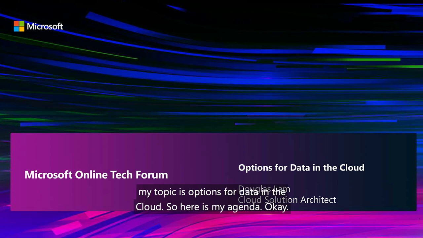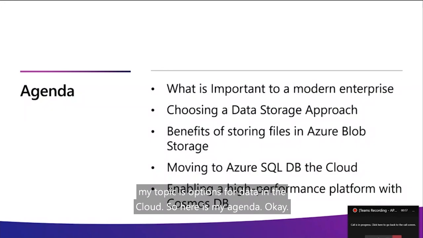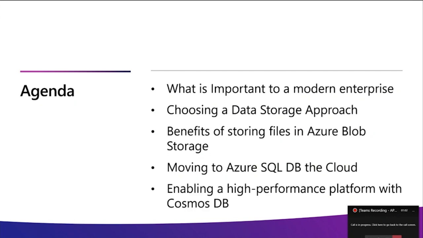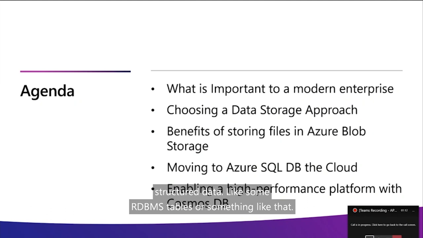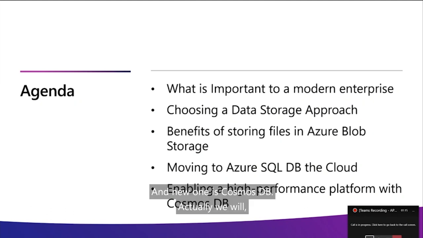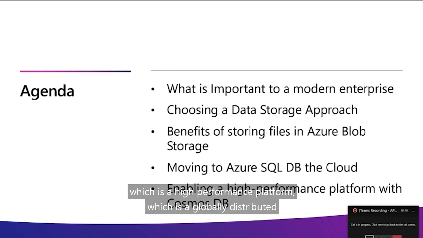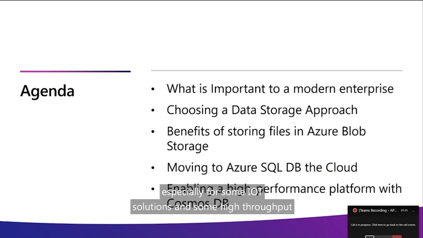Today, my topic is options for data in the cloud. So here is my agenda. We will look into our data options for you in our cloud platform, including our blob storage for your unstructured data, Azure SQL database for your structured data, like some RDBMS tables or something like that. And a new one is Cosmos DB. We will look into Cosmos DB, which is a high performance platform, a globally distributed turnkey solution for you, especially for some IoT solutions and some high throughput requirement applications.